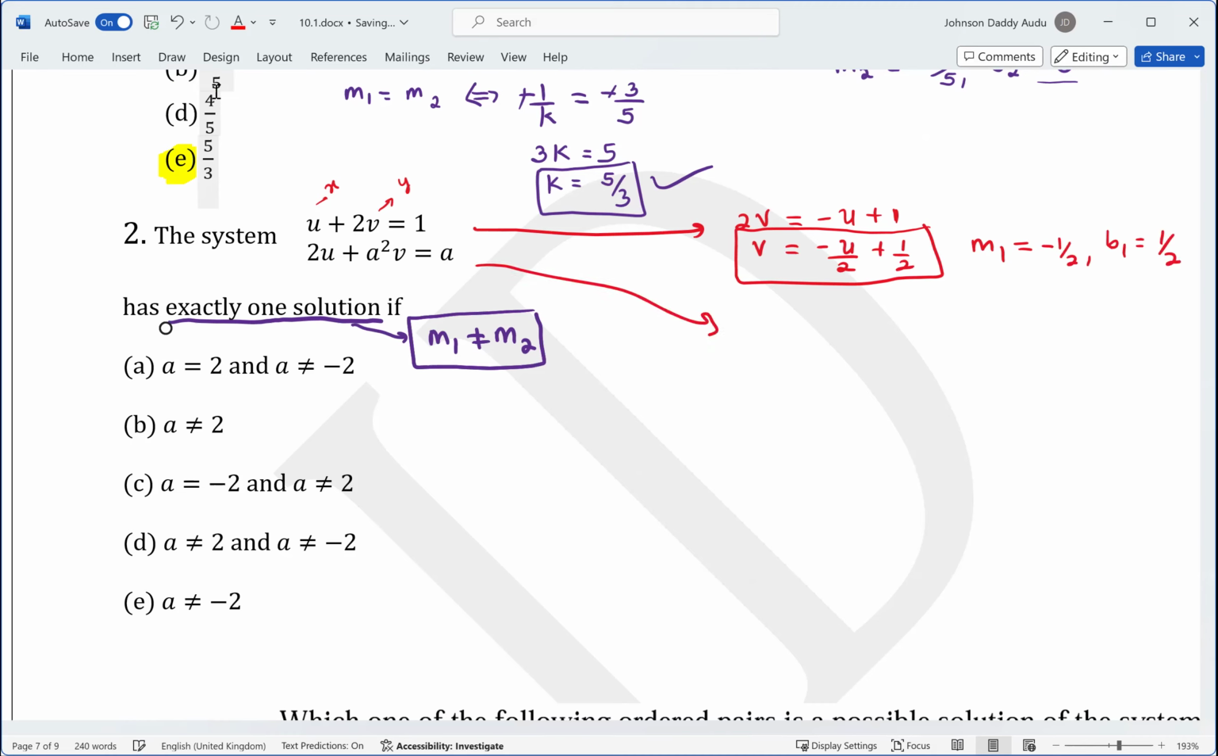This is equation 2. Also, I will rewrite it. If you look carefully, you can see that A squared V is what? Is minus 2 plus A, right? So it means that V is minus 2 over A squared. So here we're assuming A is not 0. Then plus A over what? Over A squared, right?